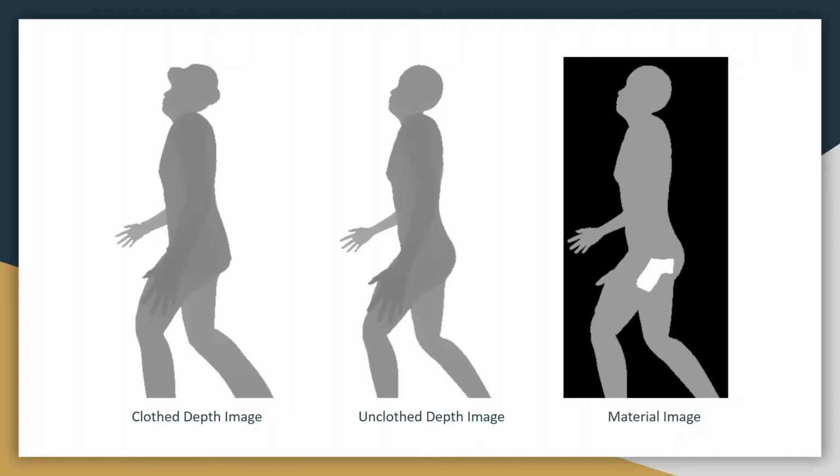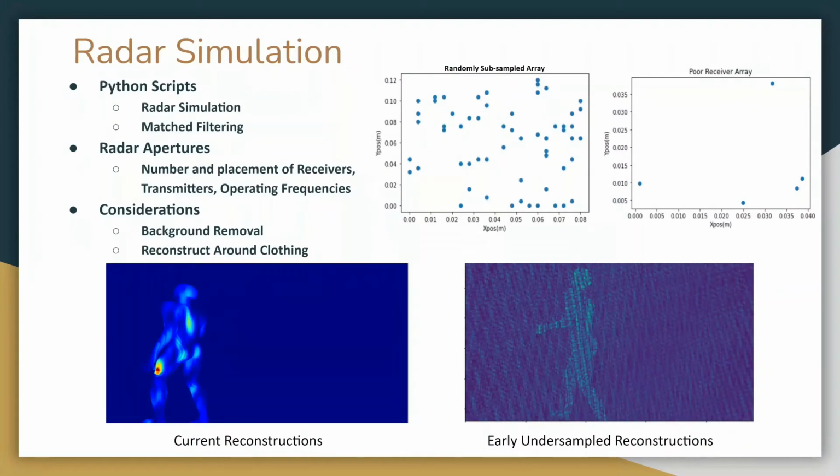Here, we see clothed depth, unclothed depth, and material images for one of the frames as generated by our Blender simulation. Such files are then fed into our forward operator script for the radar simulation, which will be explained by Frank. Hi, I'm Frank. To simulate our radar, we used our own forward operator script that we wrote in Python. The script uses the bare depth and material files from Blender to calculate the amplitude and time delay of the signal reflected from the person's body relative to the transmitted signal.